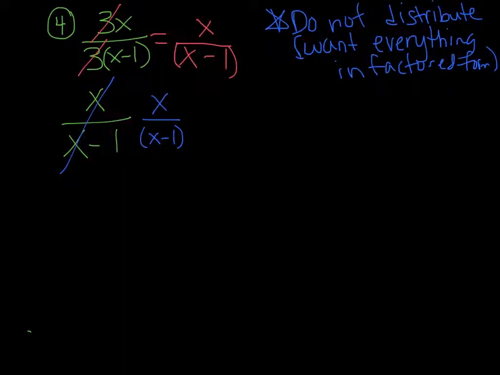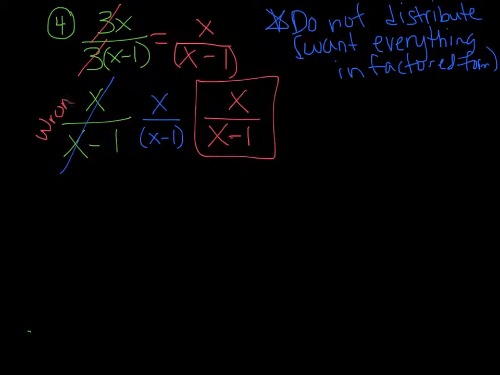But the key thing there is you do not cross out your x's, because the factor on the bottom is x minus 1. That's one full thing. So just keep in mind our final answer is this. And actually, next to this thing, I'm going to write that it's wrong, just so you remember that.